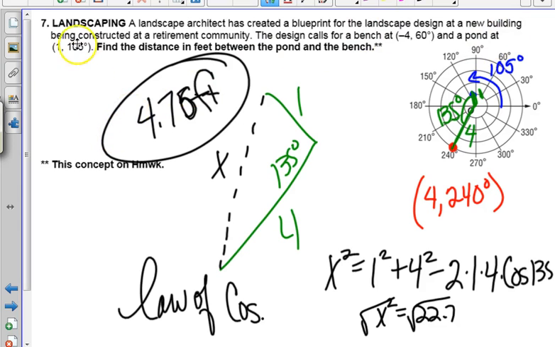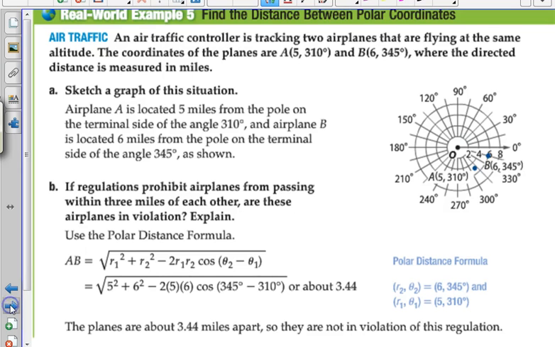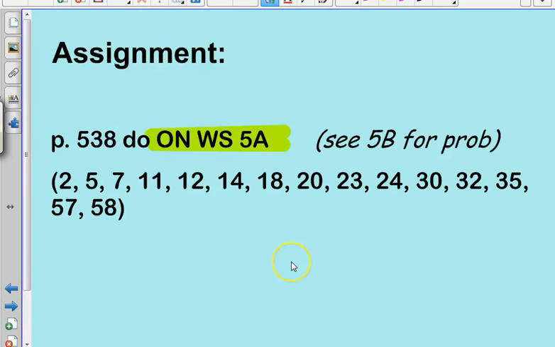Guys, the formula is on the reference sheet, okay? It's on that yellow reference half sheet I gave you, okay? So please be working on worksheet 5. The problems are on the back. It's all worksheets. There's nothing out of the book, even though it says it is. It's all on the worksheet, okay? Practice this.